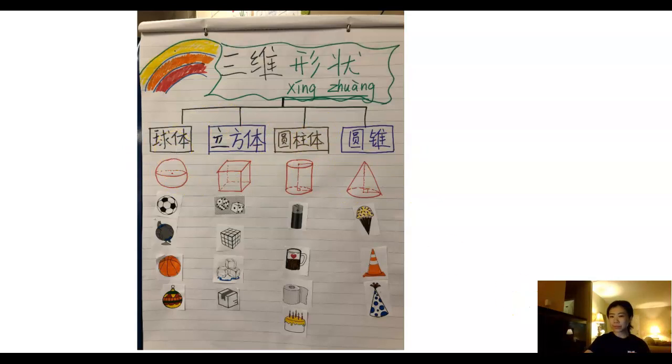第一个，球体, sphere. You can see these examples you are familiar with. 第二个，正方体。These examples like cube, like dice, and shipping box. 第三个，圆柱, cylinder, like batteries and some mug, toilet paper, okay? 第四个，圆锥。好的，这些是例子。These are some examples of cone.